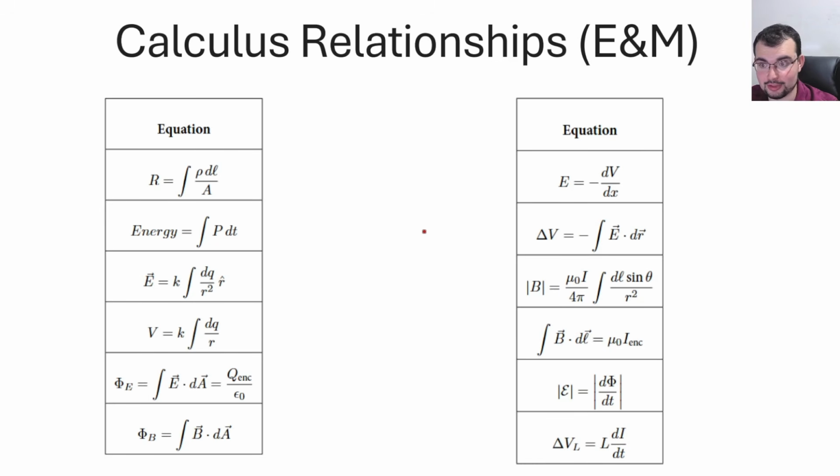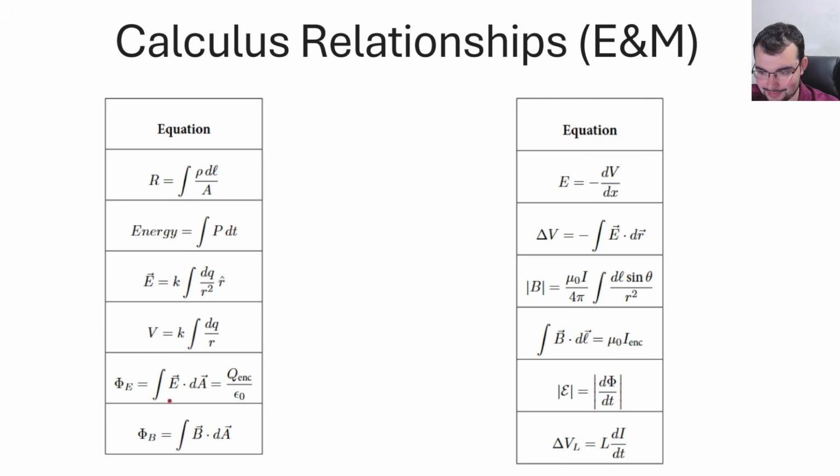First up, we got our calculus relationships. So instead of just a uniform resistor, you might have resistivity that varies along the length. You might have to add up all the power to get the energy. You might have to chop up a rod into a bunch of pieces to get its E field or potential.